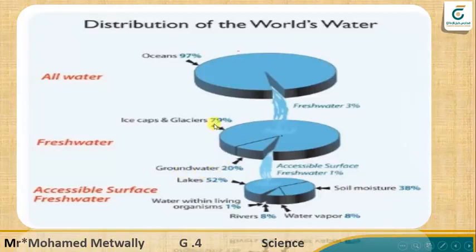So if you make addition of 79% and 20%, still only 1% of fresh water is surface water. The surface water can be divided into many parts, as you see here in the last part of our figure. Some of them are in lakes, some in soil moisture, some are water vapor, some are in rivers, some are in living organisms. So this is the distribution of the world's water.